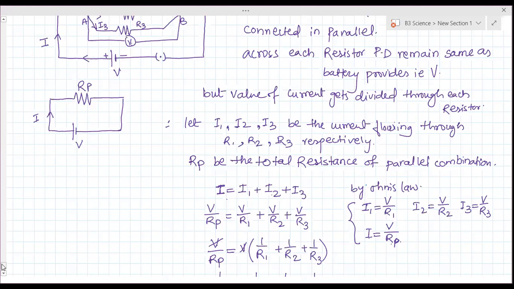Ma'am, is series connection cheaper than parallel connection? Only one wire is needed to connect them. The number of wires will decrease. Yes, ma'am.